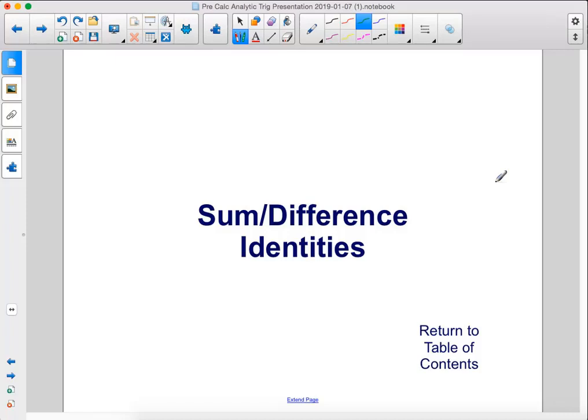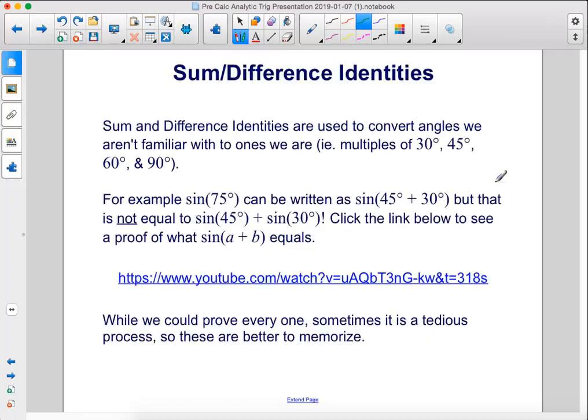Sum and difference identities are used to convert angles we aren't familiar with to ones we are, i.e. multiples of 30, 45, 60, and 90 degrees. For example, sine of 75 degrees can be written as sine of 45 degrees plus 30 degrees, but that is not equal to sine of 45 degrees plus sine of 30 degrees. Click the link below to see a proof of what sine of A plus B equals.